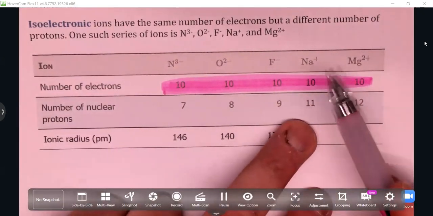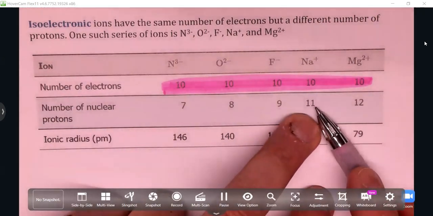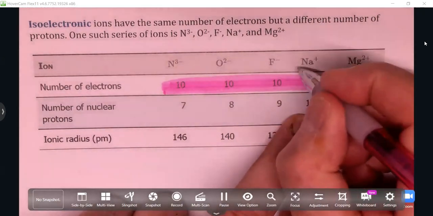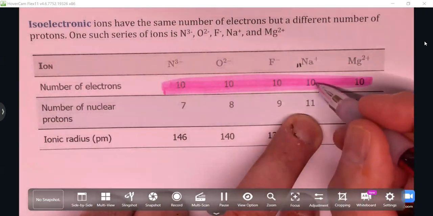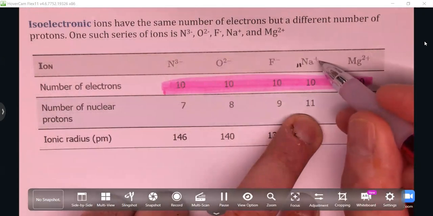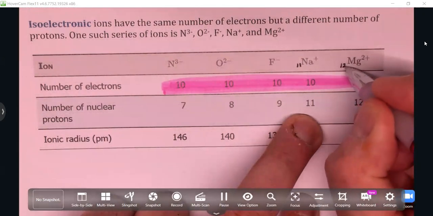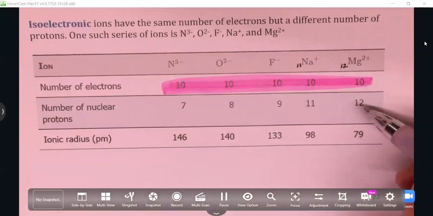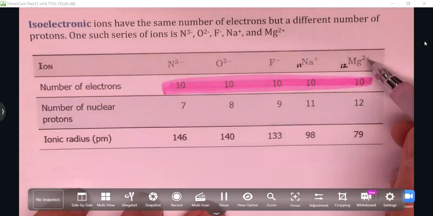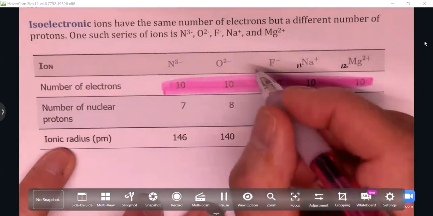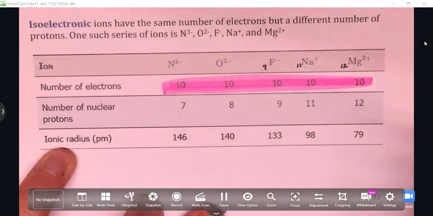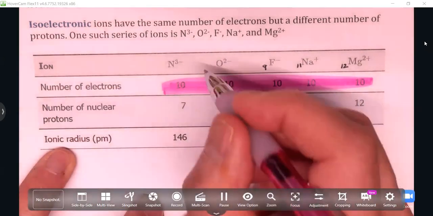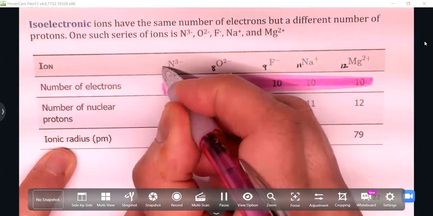So if we start with sodium, let's start with sodium. It has 11 electrons. Right? We could put an 11 down here. It would lose 1 electron to become a sodium +1 ion. Magnesium, 12 electrons. It would lose 2 electrons to become a +2 ion. Fluorine, 9 protons. Oxide has 8 protons and nitride has 7.